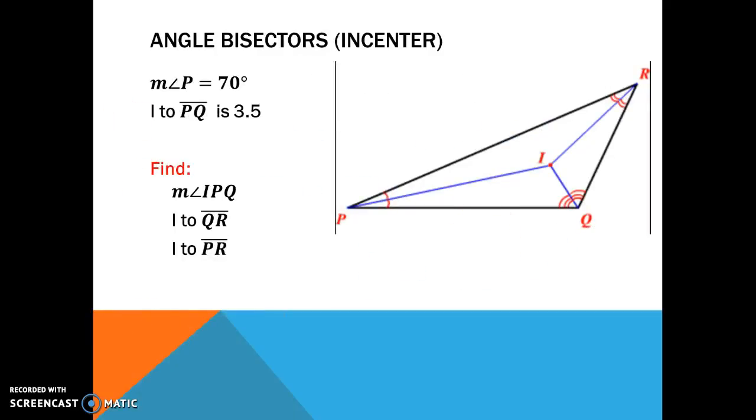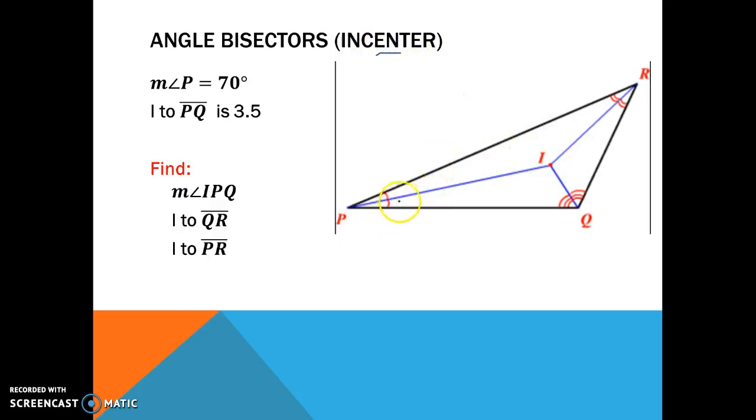Switching gears here, let's look at angle bisectors. PI, QI, and RI are each an angle bisector. You can tell by these little red markers. 1 arc and 1 arc means angle P is cut in half. 2 arcs and 2 arcs means angle R is cut in half. And 3 arcs and 3 arcs means angle Q is cut in half. So we have 3 angle bisectors that come together at the point I, which is called the incenter.